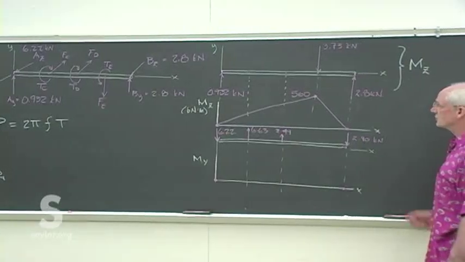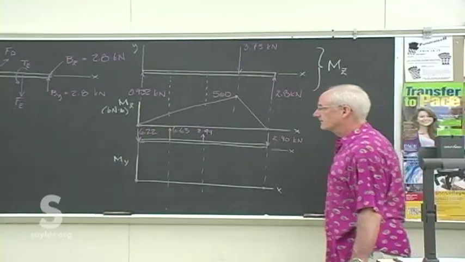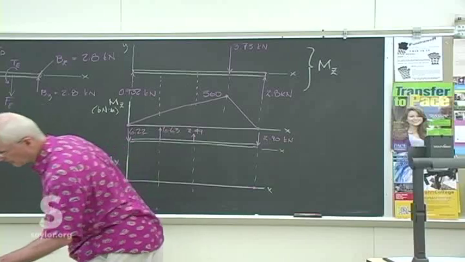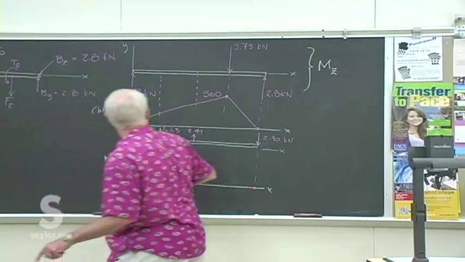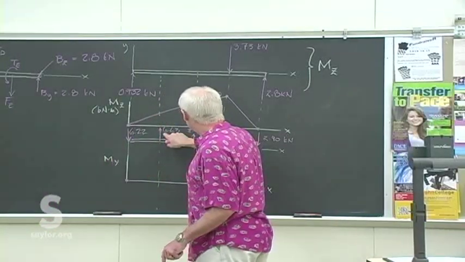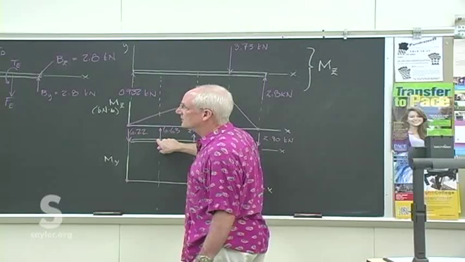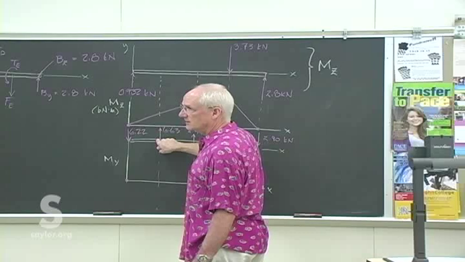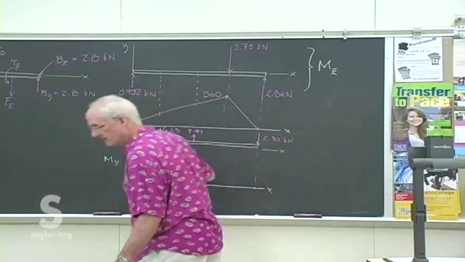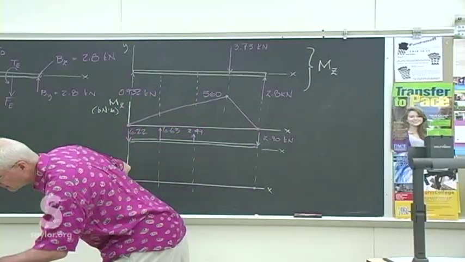Those are simple journal bearings. They don't really support any moment. And so we can get then, knowing we have this 6.22 over this first 200 millimeters, would give us a moment of, did you hit it, John?